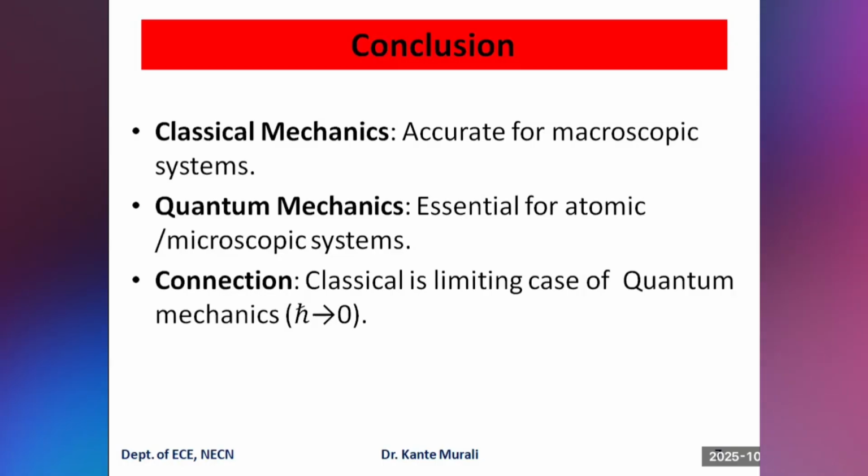Based on the discussion, let me conclude: classical mechanics gives accurate measurement of macroscopic systems, whereas quantum mechanics is essential for atomic and microscopic systems. However, as I discussed in session 1, classical mechanics is an extension of quantum mechanics. Simply by putting h equal to 0, h cross equal to 0, quantum mechanics becomes classical mechanics. That means it's a continuation or extension of quantum mechanics.